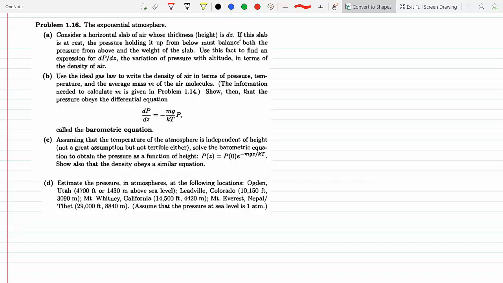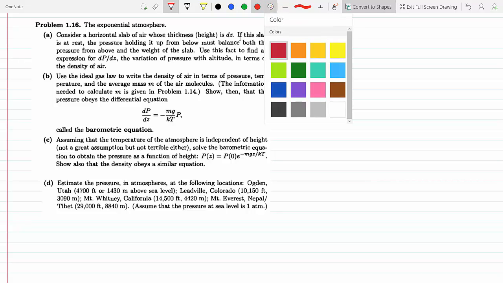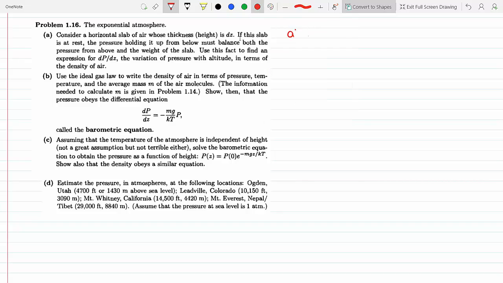We need to derive an expression for dp over dz that accounts for the variation of the pressure as we go higher or lower in altitude, in terms of the density of the air. Okay, so let's go ahead and draw a free body diagram on that slab. This is part A. Let's say that this is the slab of air, and this is a side view.